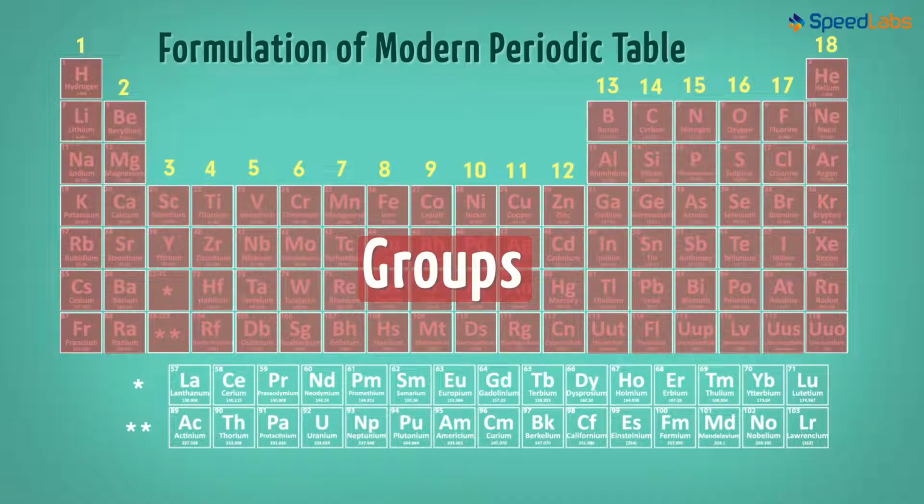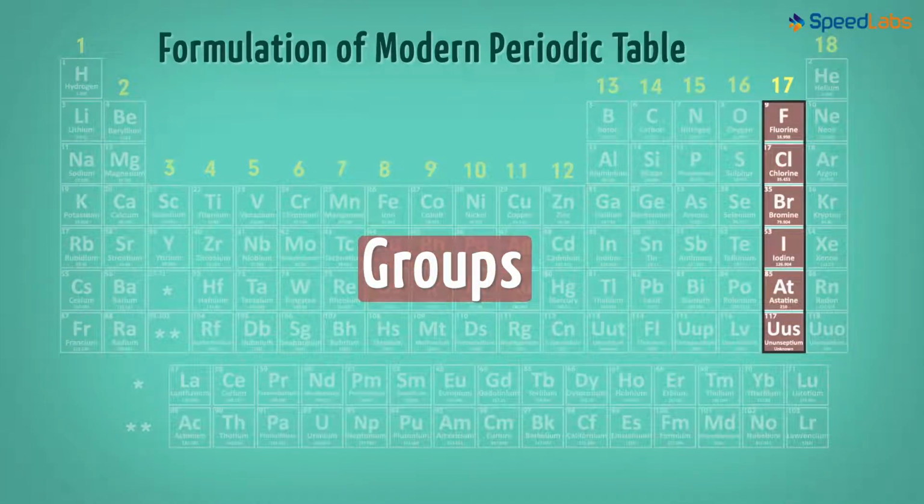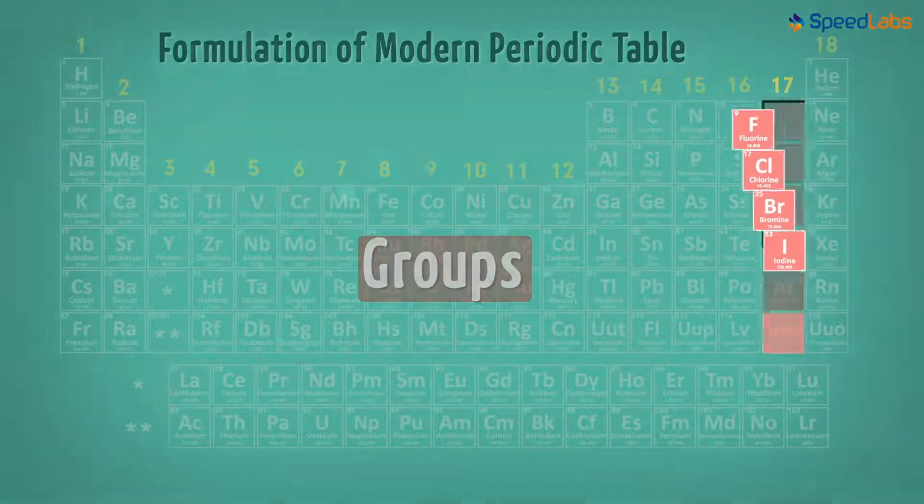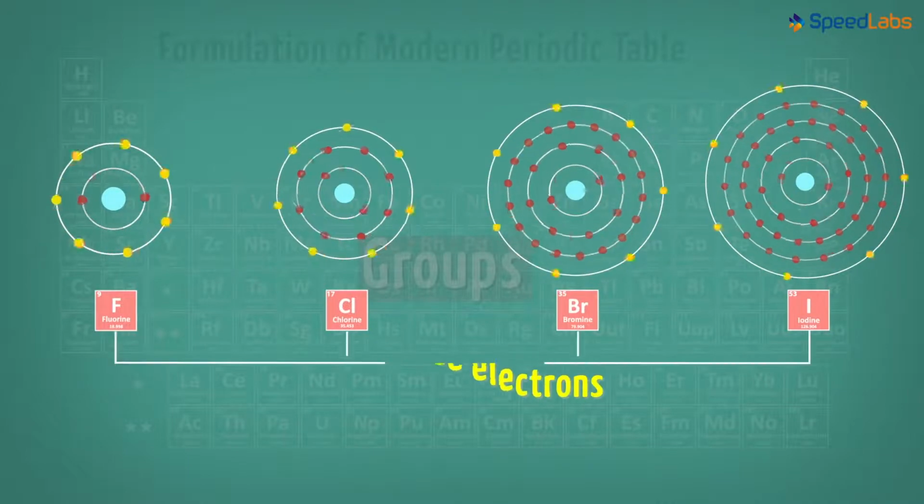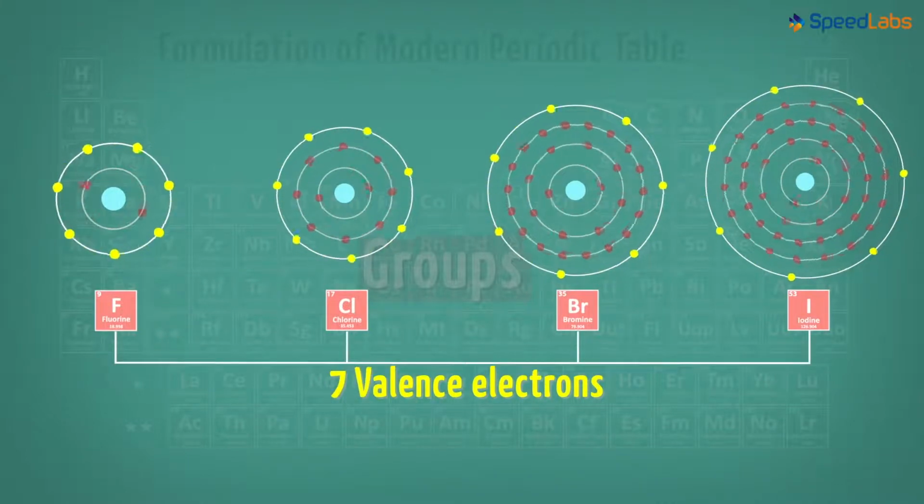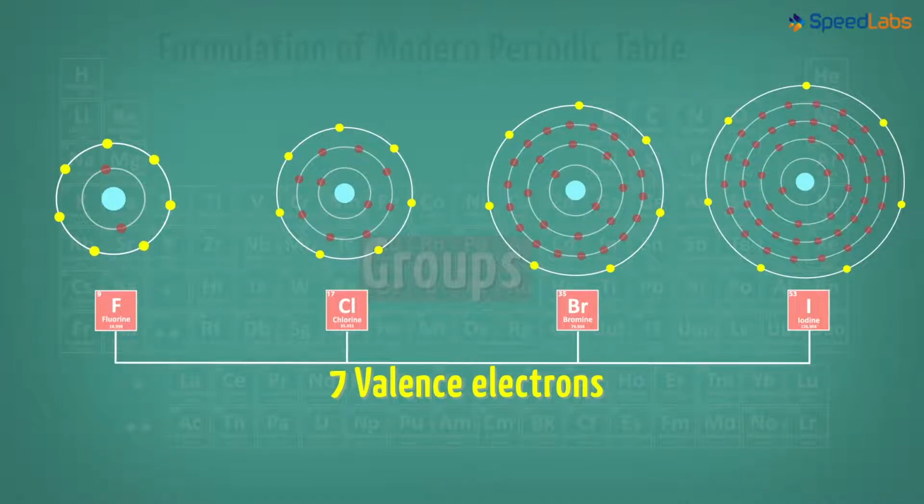In any of the groups that you select to study, you will notice a common trend. Let's take the example of the 17th group to study it. We find elements like fluorine, chlorine, bromine, iodine, and so on. What do you think is similar in all these? Let me give you a hint. Just have a look at their atomic structure. Yes, they all have the same number of valence electrons, which is 7, right? Thus we can say that the elements belonging to a particular group have the same number of outer electrons.